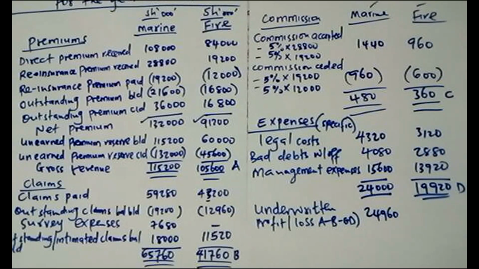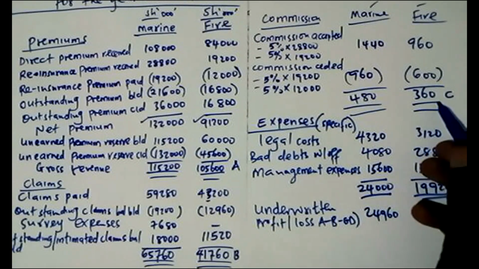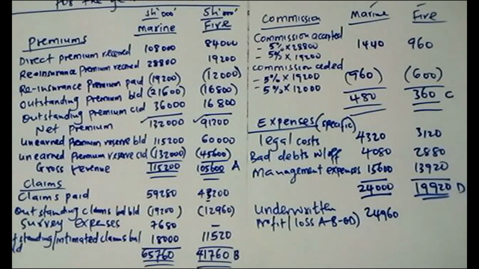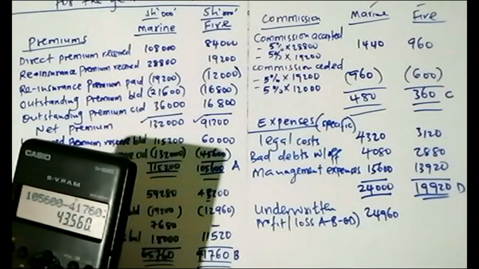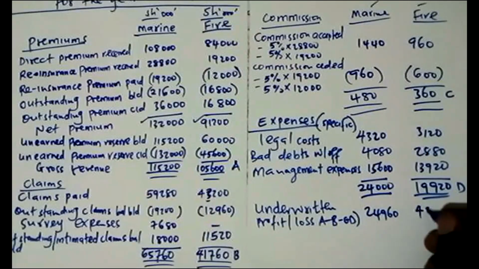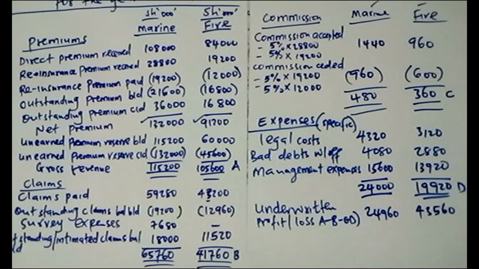So A is 105,600. B is 41,760, minus C is 360, minus 19,920. So I'm getting 43,560. So after we are done with the revenue account, remember we are done with the first requirement.